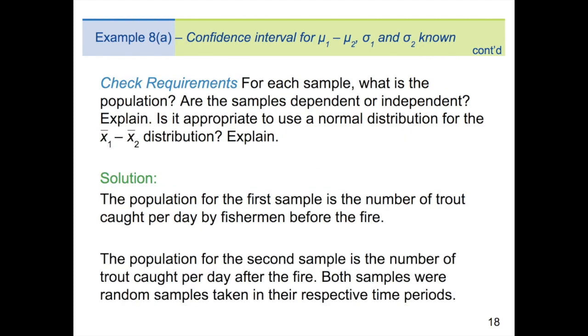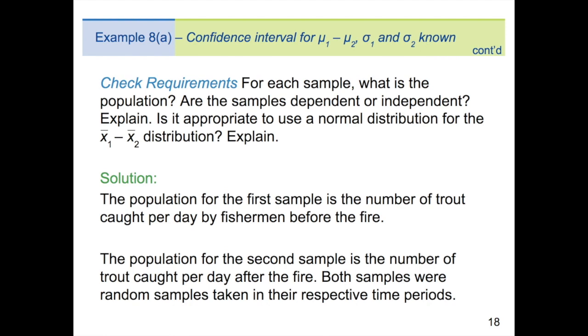For each sample, what is the population? Are the samples dependent or independent? Explain. Is it appropriate to use the normal distribution? And explain that too. The population for the first sample is the number of trout caught per day by fishermen before the fire. The population for the second sample is the number of trout caught per day after the fire.